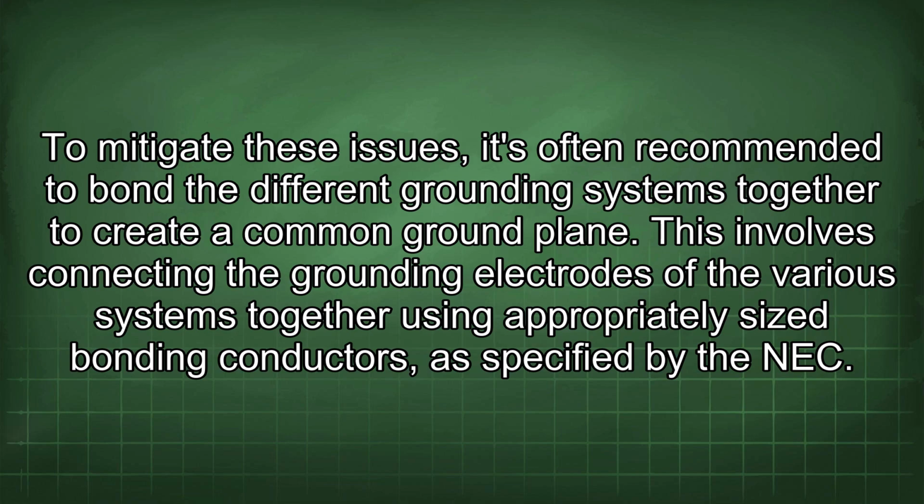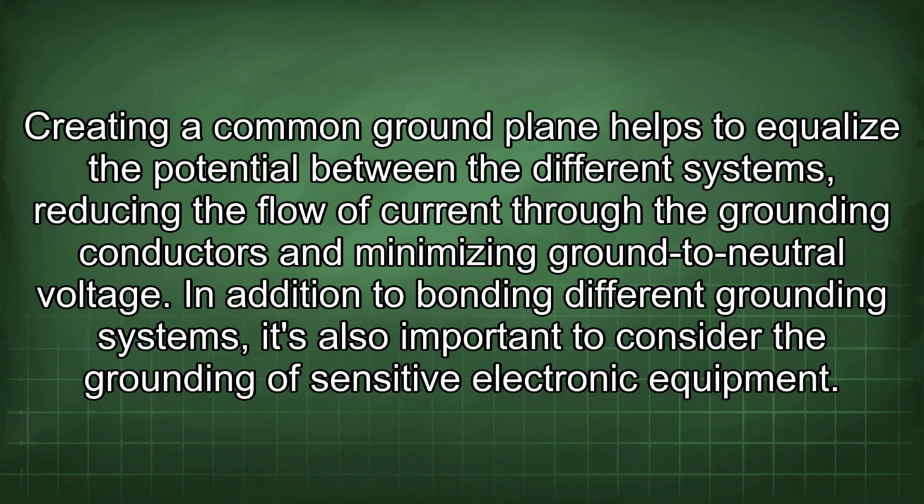ground plane. This involves connecting the grounding electrodes of the various systems together using appropriately sized bonding conductors, as specified by the NEC. Creating a common ground plane helps to equalize the potential between the different systems, reducing the flow of current through the grounding conductors and minimizing ground to neutral voltage.